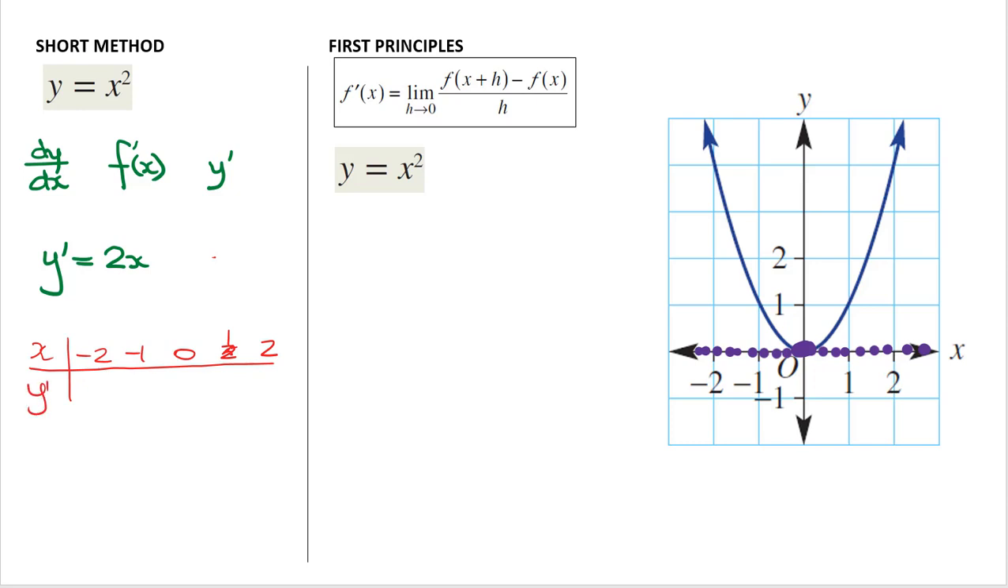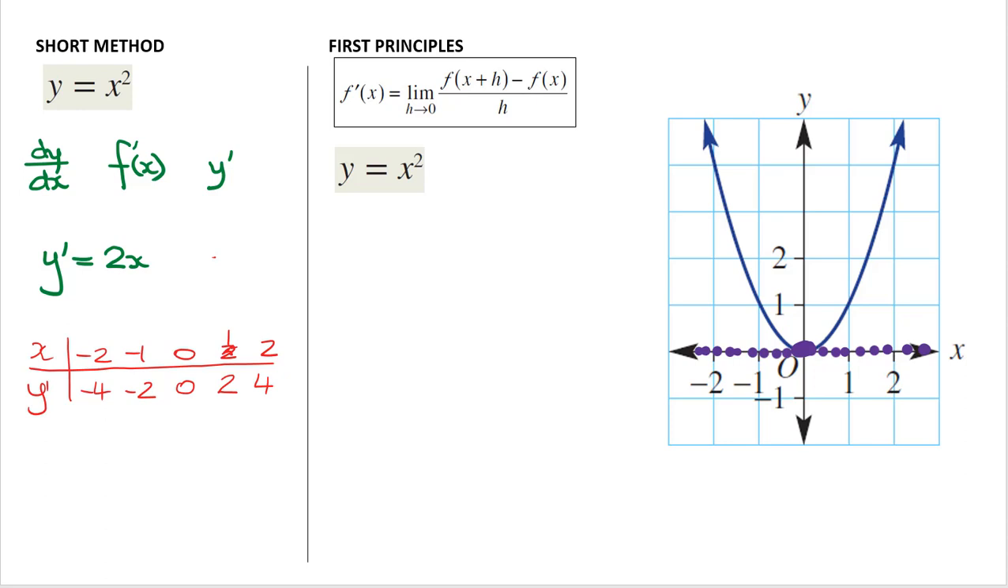So if we start with 0, if I substitute 0 into the gradient function, 2 lots of 0 is 0. If I substitute x equals 1 into the gradient function, we would get 2, and if I substitute 2 in, we would get 4. Similarly, if I put in -2 and -1, hopefully you can see quite easily that we would get those values. Now, what do they mean?